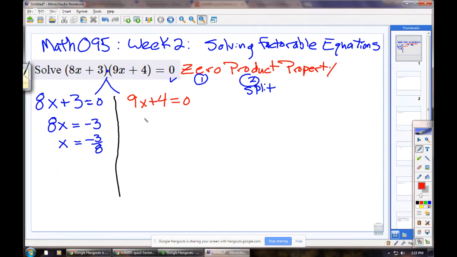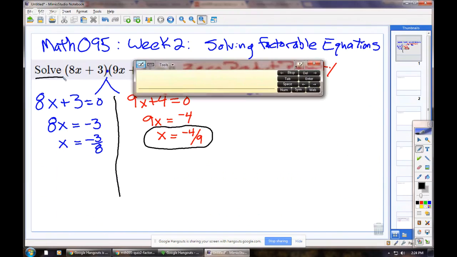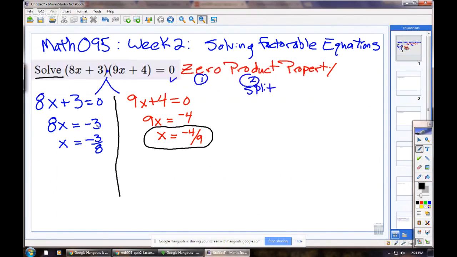The other one says 9x plus 4 equals 0. So to get rid of the 4, we subtract it to the other side. So 9x equals negative 4. And then dividing by 9, I get negative 4/9 for the other possible answer. So I'm going to circle those now, believing they're my answers, because I think I've solved here for x. And I think this is the other answer right there.